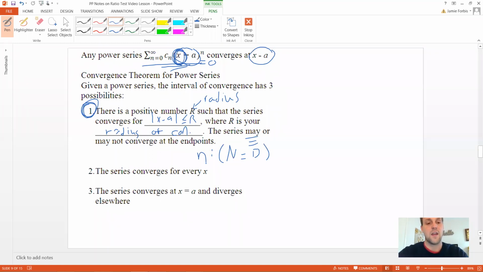The other case is the series is going to converge for every single value of x. This is whenever your numerator is going to be less than your denominator. Again, I'll show that in the next few examples. And then the last case is the series is going to converge just at x equals a and diverge everywhere else. That's whenever your numerator is greater than your denominator. So let me show examples of all these and show how the ratio test is used to figure out this interval of convergence.